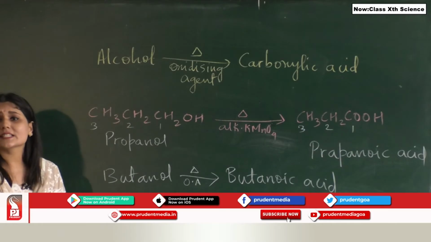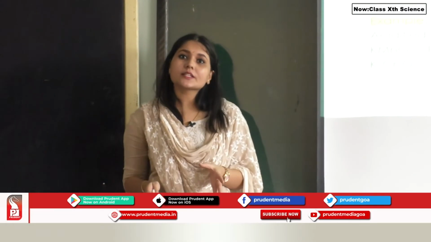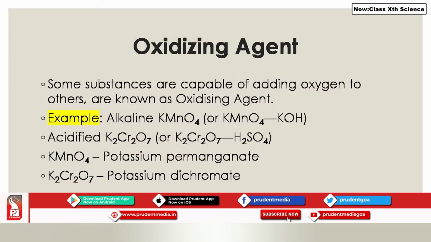Now what exactly is an oxidizing agent? Let us learn about it. Some substances like potassium permanganate and potassium dichromate are capable of adding oxygen to other compounds. Substances which are capable of adding oxygen to others are called oxidizing agents. Here are some examples of oxidizing agents.